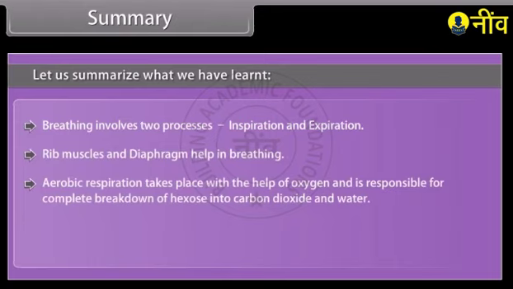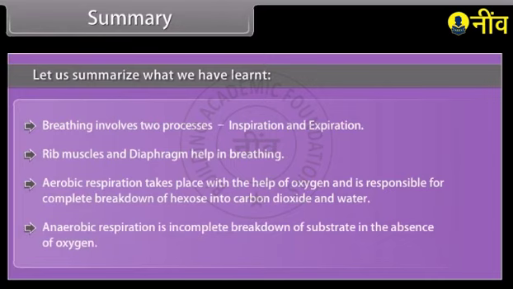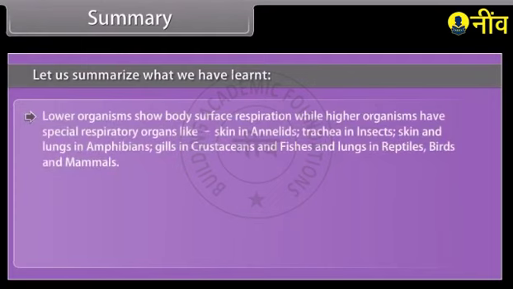Aerobic respiration takes place with the help of oxygen and is responsible for complete breakdown of hexose into carbon dioxide and water. Anaerobic respiration is incomplete breakdown of substrate in the absence of oxygen. Lower organisms show body surface respiration, while higher organisms have special respiratory organs like skin in annelids, trachea in insects, skin and lungs in amphibians, gills in crustaceans and fishes, and lungs in reptiles, birds, and mammals.